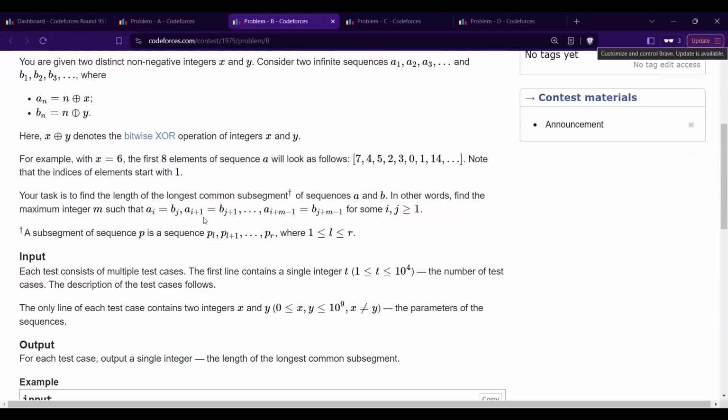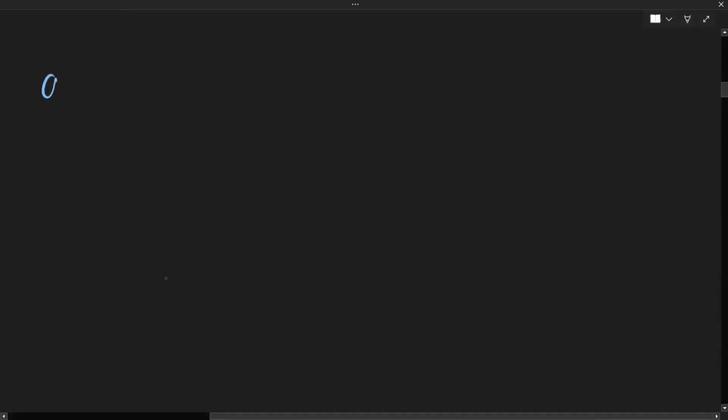The second thing is, consider two infinite sequences a and b. The nth term of a can be derived as n XOR x, and the nth term of the second sequence b can be derived as n XOR y. x and y are given to us in the input. Now we need to find the maximum length of any common subsegment in these two sequences, which have the same values. So first of all, let's try to understand this problem. The first sequence is given by this formula, i XOR x. This is the symbol that I'm using for XOR, okay?